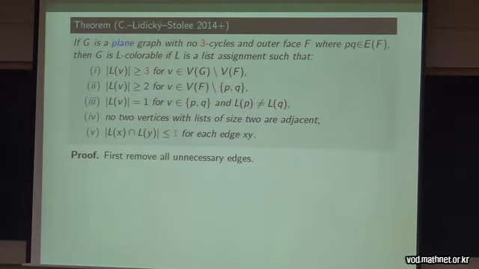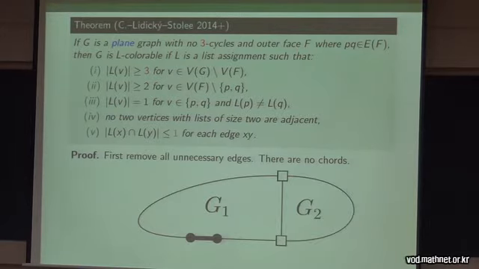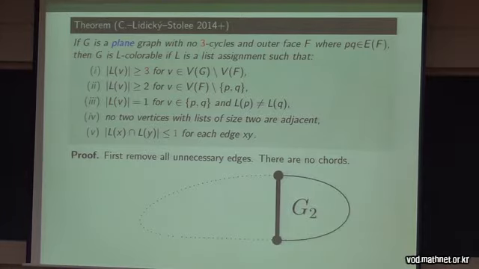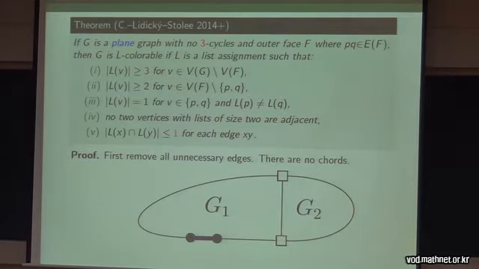So the first step you can do is remove all the unnecessary edges. You look at an edge and you look at the two lists on the endpoints. If they don't have a common color, you simply remove it because that edge is useless anyway. And then you prove that there are no chords. This is the same as Thomassen's result. Let's say your graph has a chord, you have your two pre-colored vertices. I look at this part, it's a smaller example, so by induction I obtain some coloring, and then I use that coloring to extend it to the other part. So now your graph has no chords.